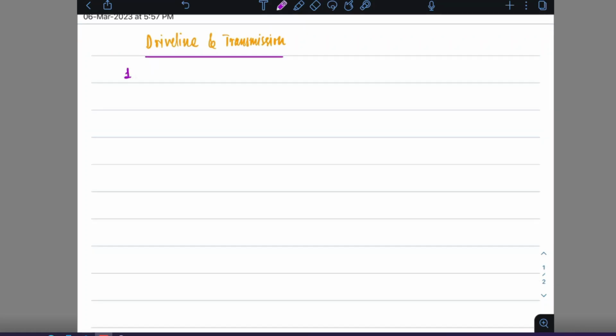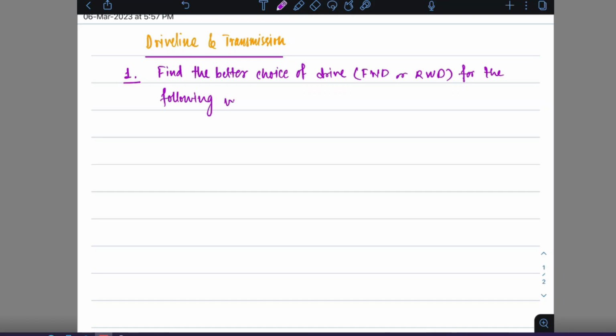So the first problem for today will be: find the better choice of drive. So we can have front wheel drive or rear wheel drive for the following vehicles. So let's look at vehicle 1.